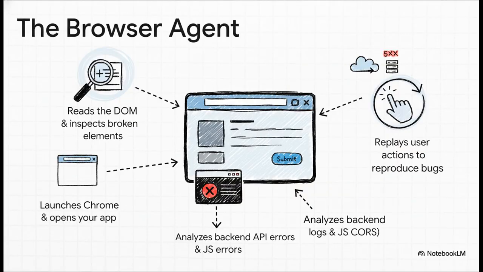And how does it pull this off? Well, it's all thanks to the browser agent. Using the Chrome Remote Debugging Protocol, this agent can actually launch your app, read the live DOM to pinpoint broken elements, capture every single console log and network error, and even replay user actions to reliably reproduce bugs. It literally has eyes on the final product.